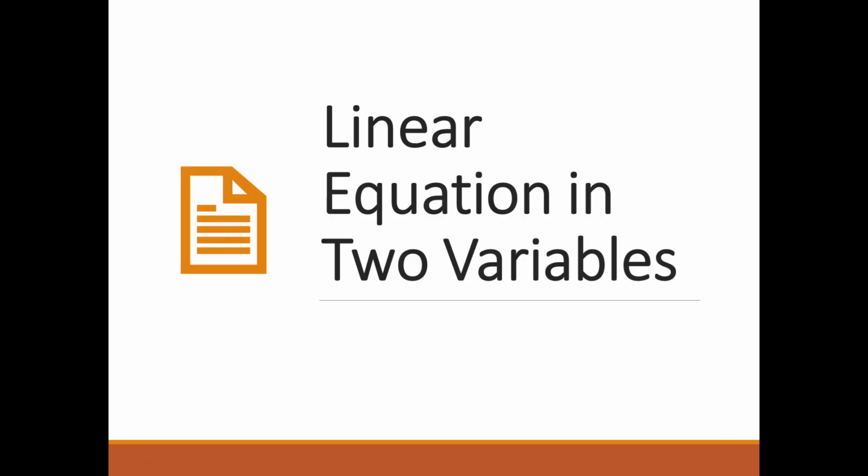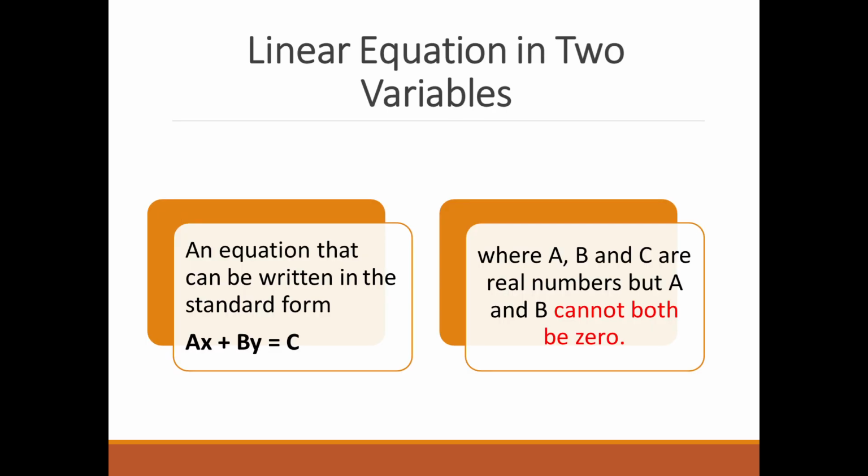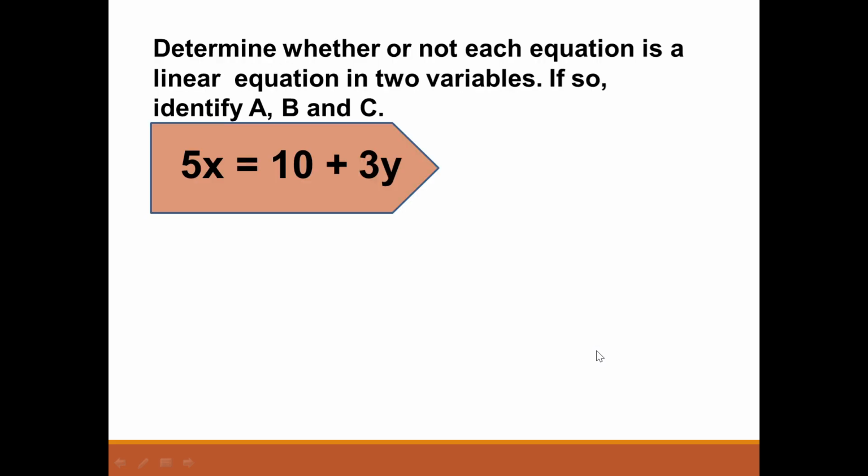Linear equation in two variables. It is an equation that can be written in the standard form ax plus by is equal to c, where a, b, and c are real numbers, but a and b cannot both be zero.